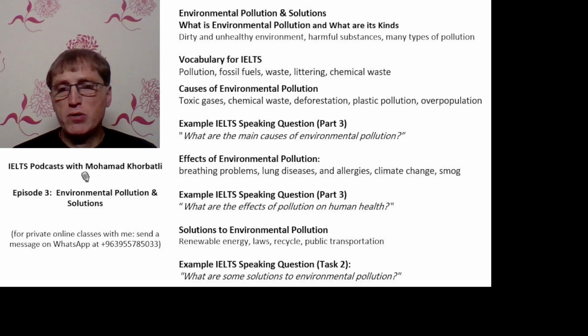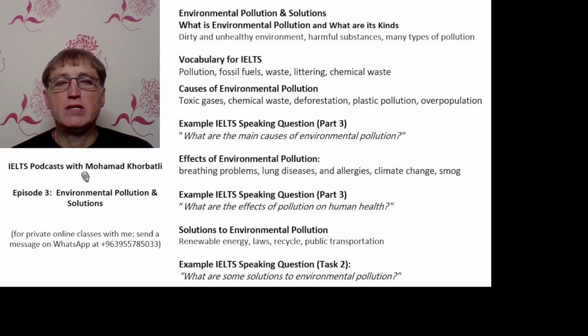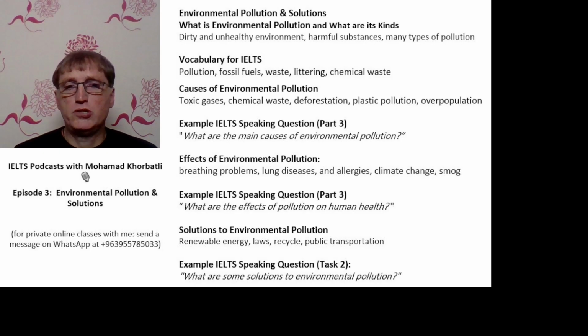Deforestation is another big problem. When we cut down trees, there are fewer plants to clean the air. Plastic pollution is also very dangerous. Many people use too much plastic and it ends up in rivers and oceans, harming marine life for a very long time. Finally, overpopulation makes pollution worse because more people produce more waste, use more energy, and pollute the air and water even more.